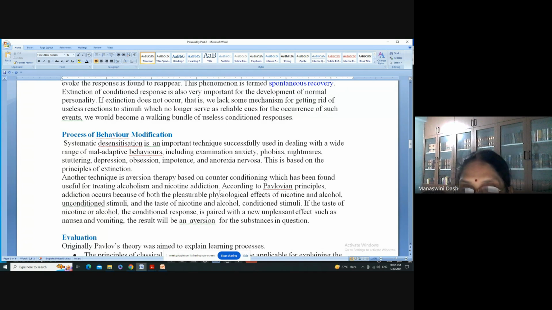We take alcohol and the effect is pleasurable. That's why we take more and more alcohol. But if we take alcohol and, rather than enjoying the taste of alcohol, the effect is nausea and vomiting, a painful effect, then we would gradually develop an aversion for alcohol.